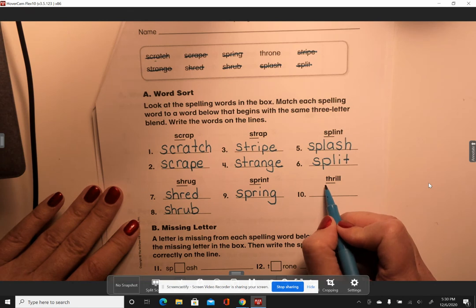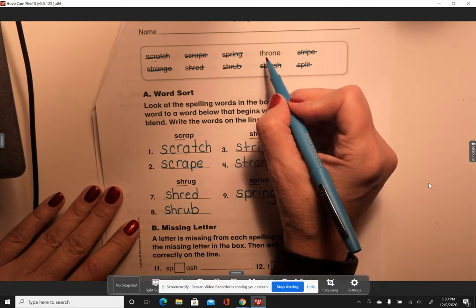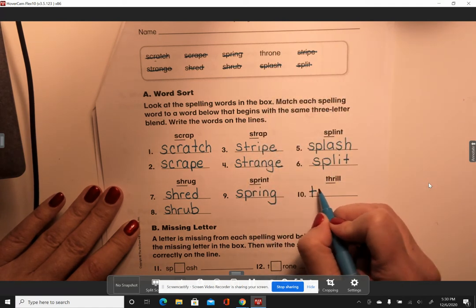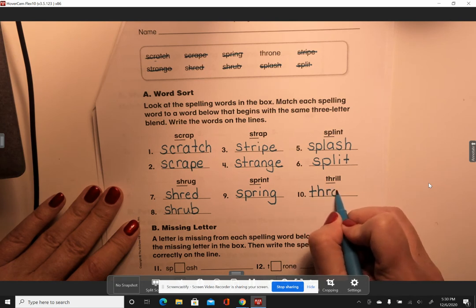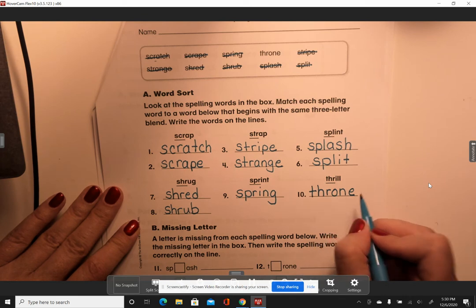All right, thrill, T-H-R. Well, we only have one word left. Throne. That's that special seat for the king or the queen to sit on. T-H-R-O-N-E. And it's T-H-R, and then we have the word one hidden in there.